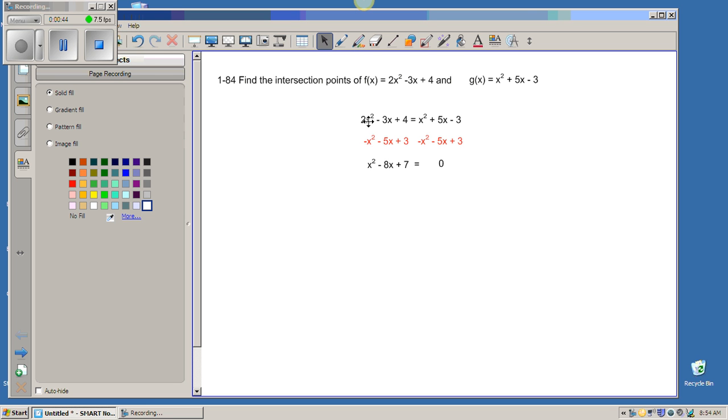And so when I do that, 2x squared minus x squared gives me 1x squared. Negative 3x minus 5x gives me negative 8x. And 4 and 3 is 7.